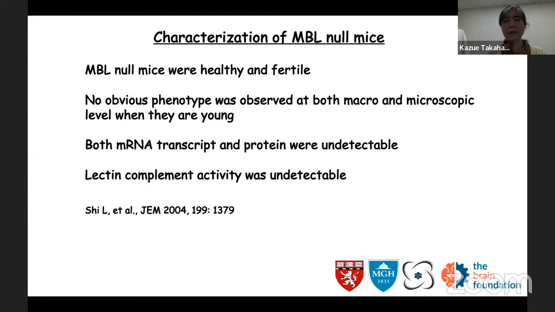And so when we made Mbl null mice, the mice were healthy and fertile. So this was really great for us. And also we didn't see any obvious phenotype even at the histological level. And we made sure there's no transcript, no protein, and the lectin complement pathway was undetectable. Most of the talk I'm going to share is already published, so if you would like to see detail, please read the original.